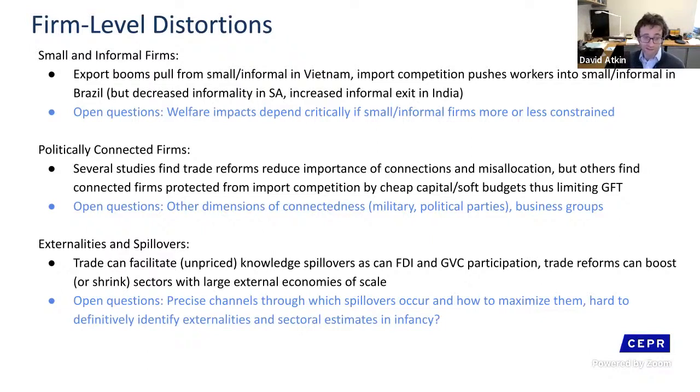Then a second area where there's a lot of interesting work is on connected firms. Often these are politically connected, either because they're state-owned enterprises that are obviously directly related to the government, or because they're connected to political rulers, as in, say, Suharto's regime in Indonesia. Here again, we found ambiguous impacts.